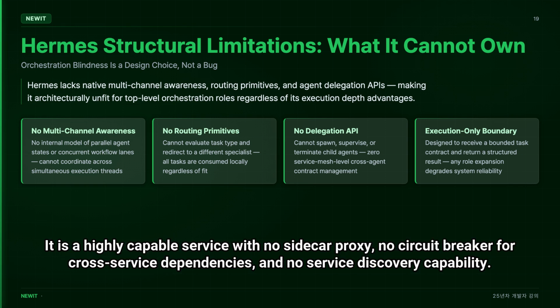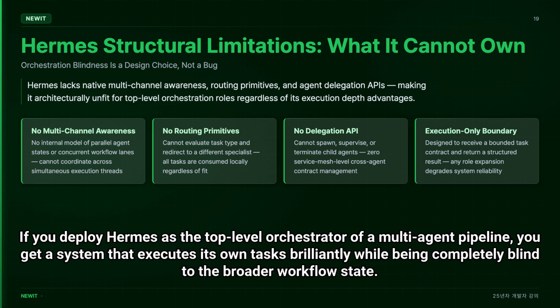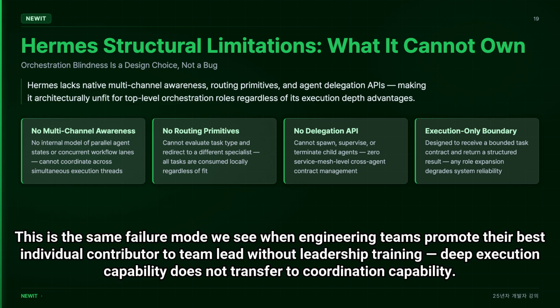It is a highly capable service with no sidecar proxy, no circuit breaker for cross-service dependencies, and no service discovery capability. If you deploy Hermes as the top-level orchestrator of a multi-agent pipeline, you get a system that executes its own tasks brilliantly, while being completely blind to the broader workflow state. This is the same failure mode we see when engineering teams promote their best individual contributor to team lead without leadership training. Deep execution capability does not transfer to coordination capability.